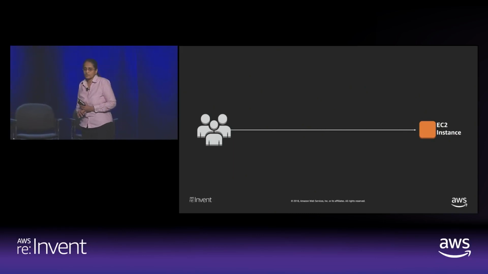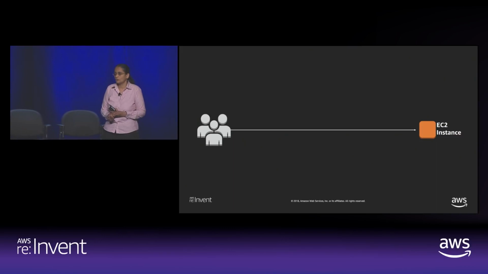Think of what happens if there is a corruption on your application and that instance goes down. The entire customer traffic is impacted. What happens if there is a sudden spike in traffic? Will that instance be able to handle that?